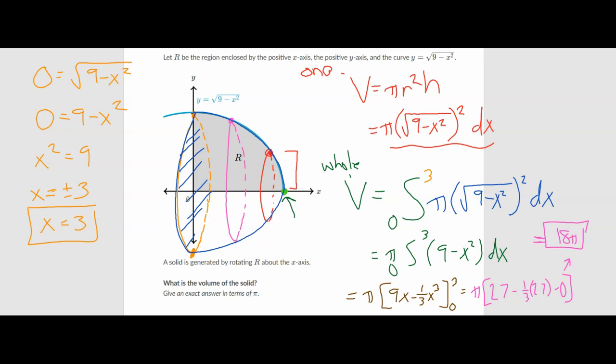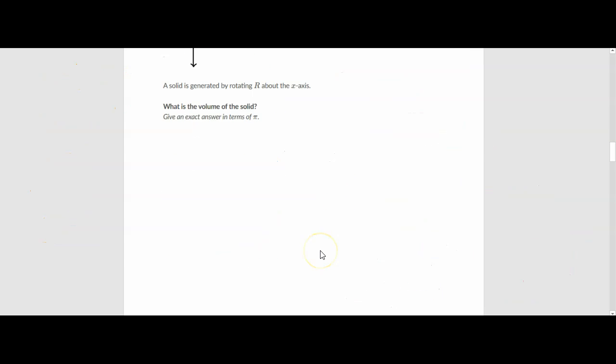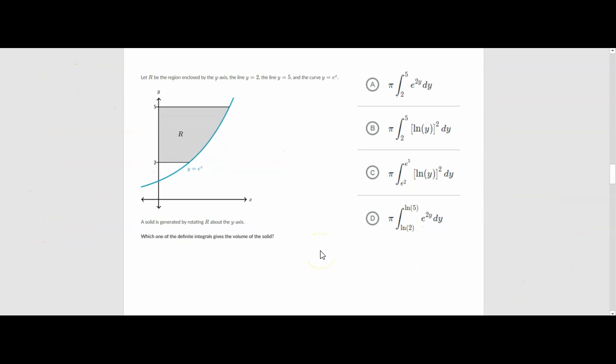Okay, one more example. Notice that we've only been rotating around the x-axis so far. I do want to go over one example where you have to rotate around the y, just so we have practice setting up an integral in terms of y. So let's clear this. Let's jump down to this problem right here. Here we're just going to be setting up the integral, so we won't be evaluating.